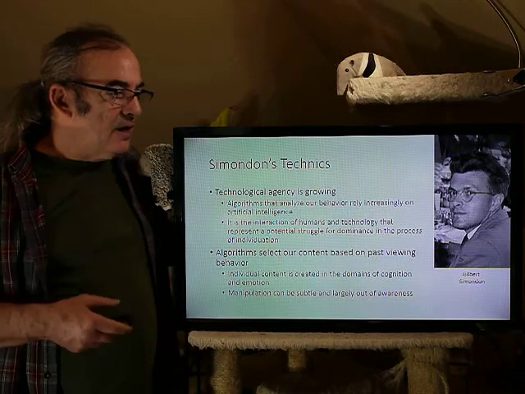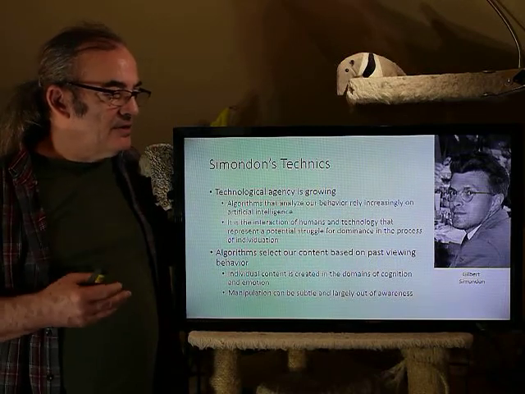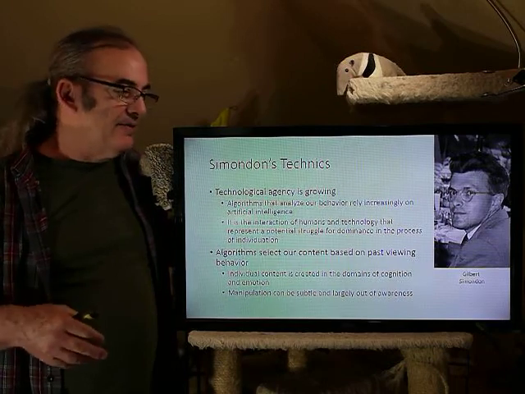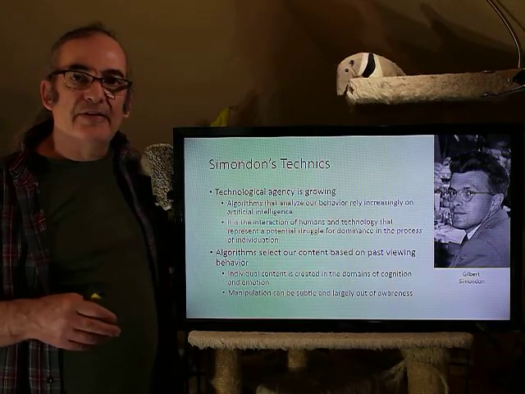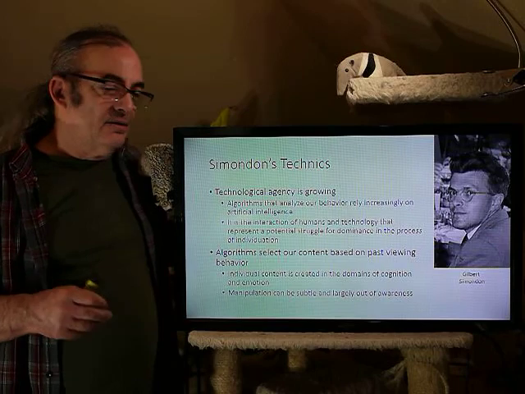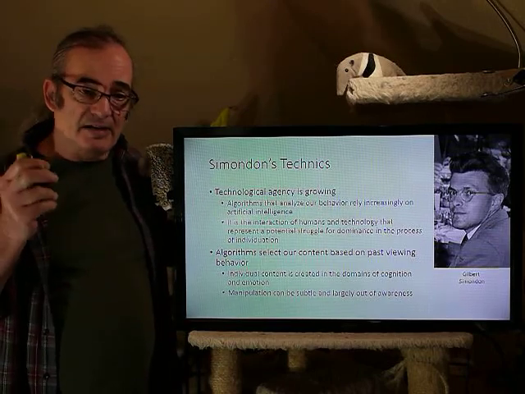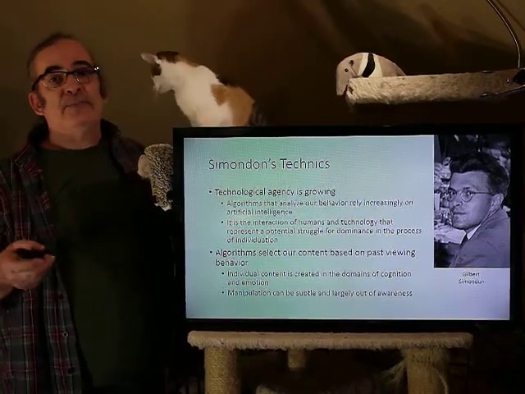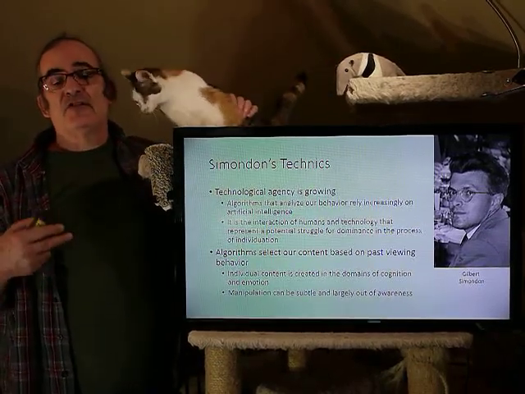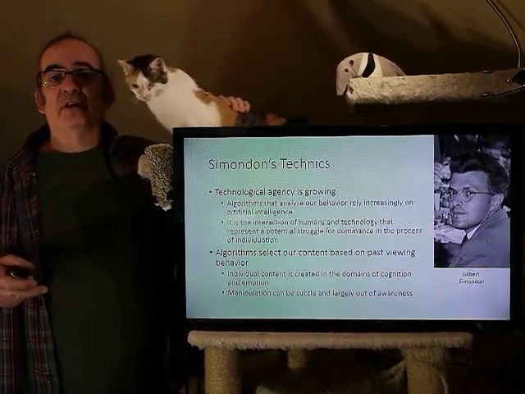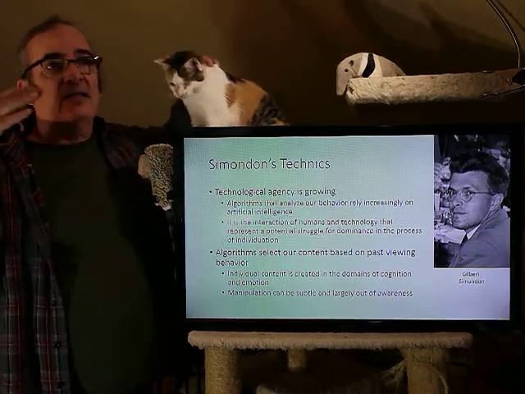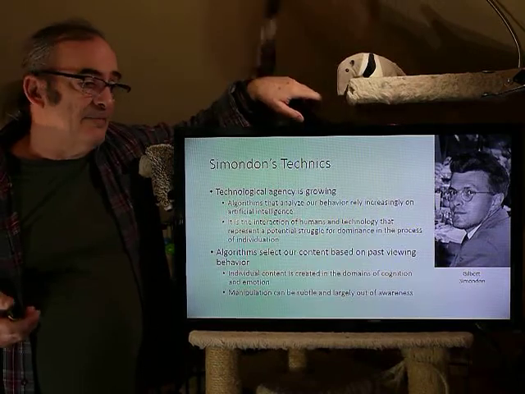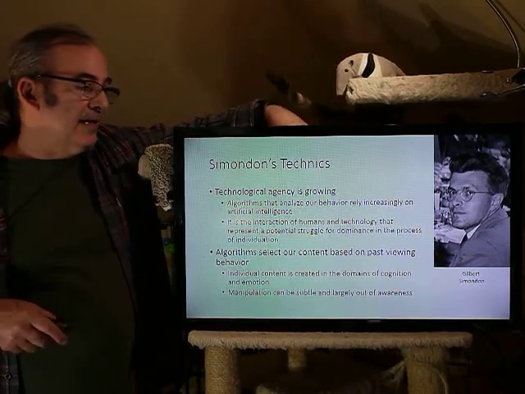Now, Simondon talked about technics. Technological agency is growing. Algorithms analyze our behavior, right? They rely increasingly on artificial intelligence, which very few people, in fact, understand. The people who build the AI models understand it. The people who buy the AI models understand its potential or what it might do for them. But there's a lot of blank spots in our understanding about how this is going to shape us and how it's going to shape society.